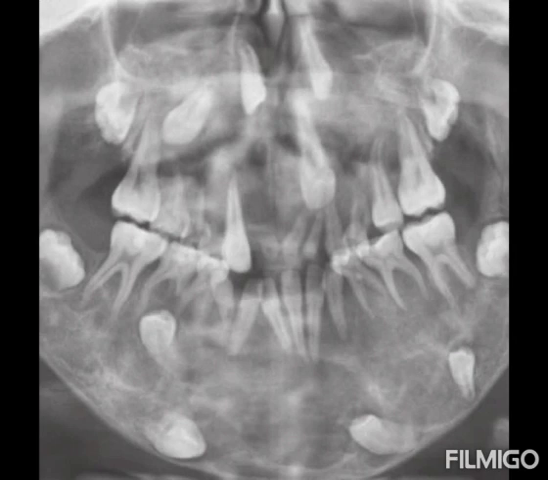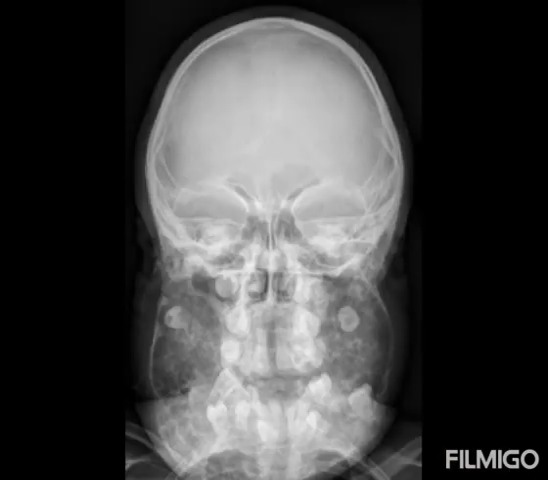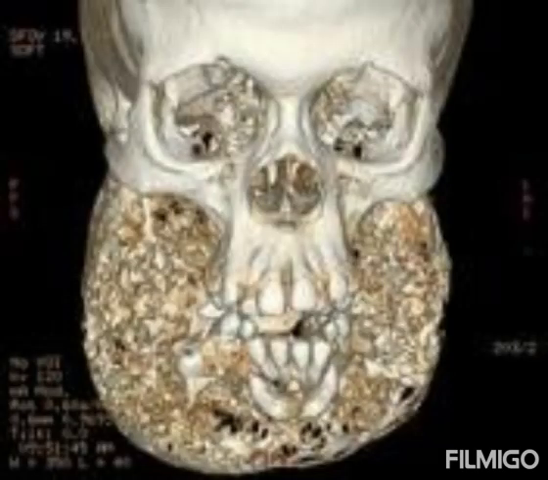So this picture shows the radiographic appearance of the cherubism patient. There are a lot of impacted teeth in the maxilla and the mandible. So teeth show the floating tooth appearance. So there are a lot of multilocular cysts also.